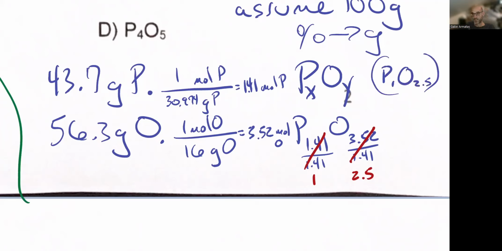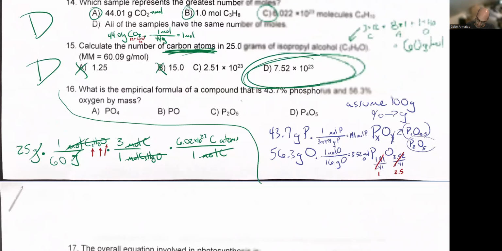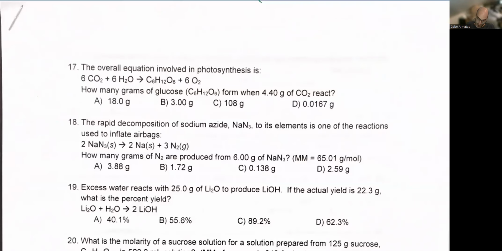What can I multiply each of those numbers by in order to get rid of that fraction? If I multiply this by 2, that means I now have 2 phosphorus. My oxygen, 2.5, becomes 5. And so there we go. P2O5 should be our answer. P2O5 is our answer. The answer for this is C. All right, it's been a long one, but here we go.